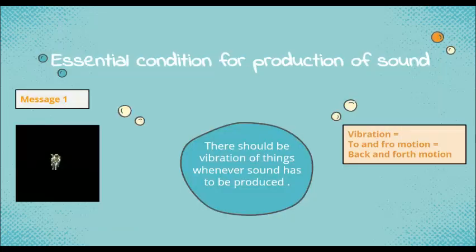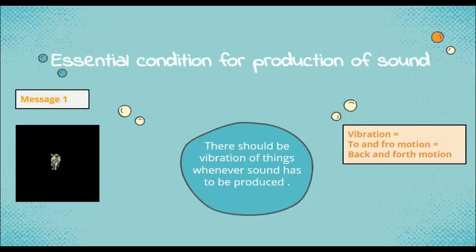Let's move on. Essential condition for production of sound. So, the astronaut from space has sent you a message. Message 1 says that there should be vibration of things whenever sound has to be produced. Okay, so that is the first essential condition for production of sound. Sound के production के लिए पहली जरूरी बात essential condition, जरूरी शर्त ये है that there should be vibration of things. चीजें vibrate करनी चाहिए तब जाके sound बनेगा.